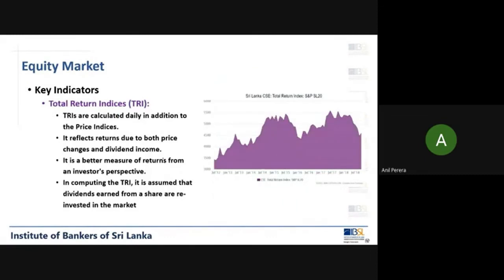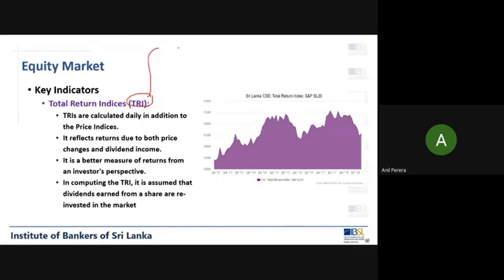There are some more indicators in the stock market. One is the total return index, TRI. This TRI is calculated in addition to the price indices. Now, this TRI captures two things, not only the price changes.